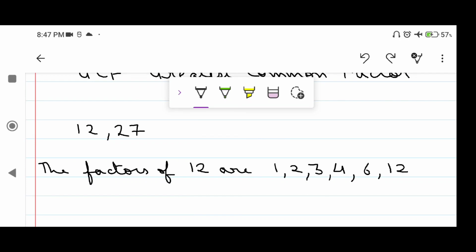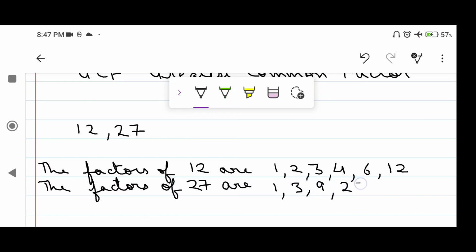Now let us find out the factors of number 27. The factors of 27 are 1, 3, 9, 27. So now we have to find out any number which is a factor common amongst the factors of 12 and 27 both.